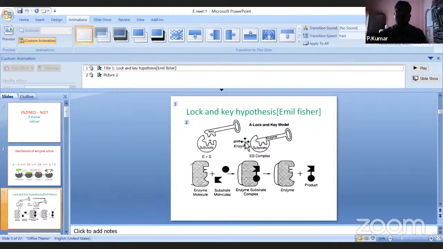Okay sir, now the lock and key hypothesis, proposed by Emil Fischer. Here the lock is compared to the substrate and the key is the enzyme. The enzyme, with its specific active site, can fit into the substrate, just as a specific key can react with a specific lock. Similarly, the enzyme can react only with its specific substrate. For example, urease enzyme reacts on urea. So this is the lock and key theory.